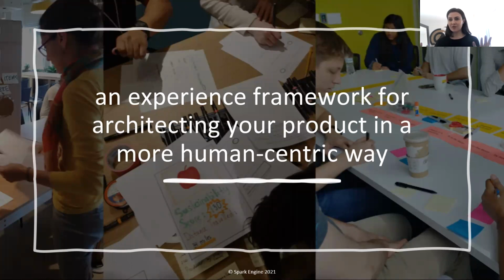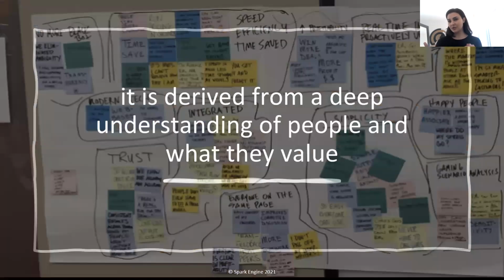So Zones of Value is essentially an experience framework for architecting your product in a human-centric way. Simple definition, and it is ultimately derived from a really deep understanding of people and what they value. So you take those two things and you start to pull together various elements that can influence what your product will look like in future, and potentially inform your product strategy as you're architecting it.